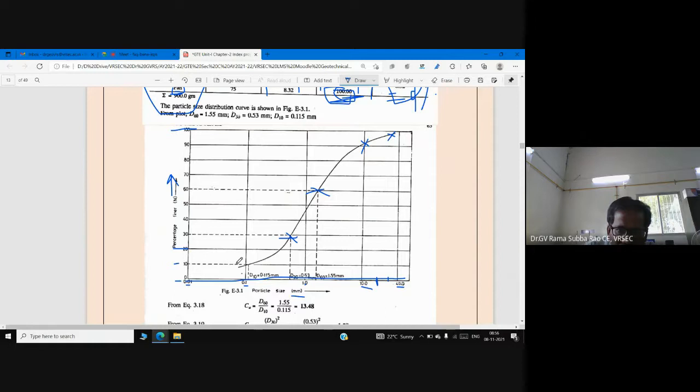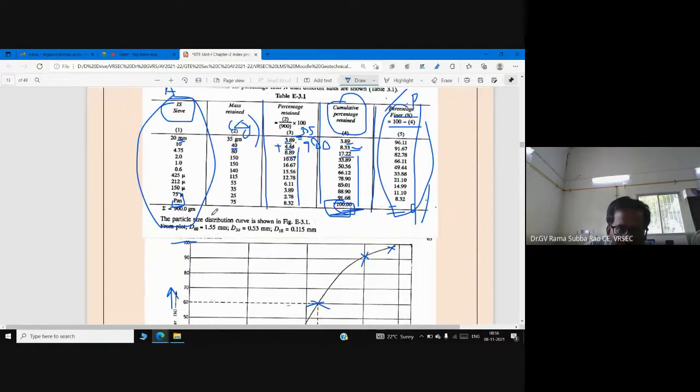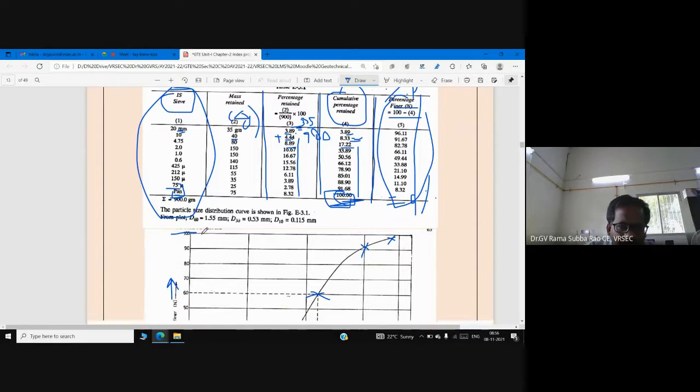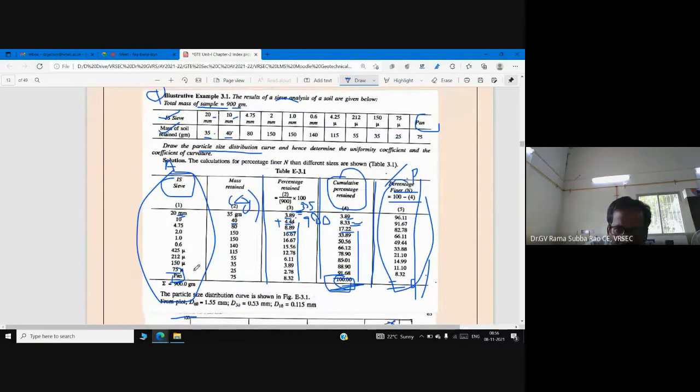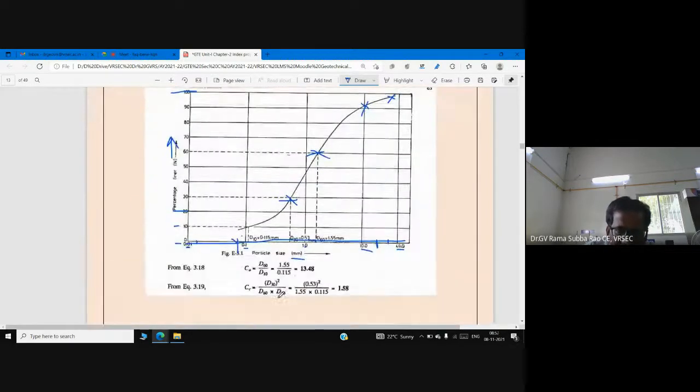Now I will explain one point regarding 75 micron. I repeatedly say 1 micron is 1/1000 of a millimeter. So 75 micron in millimeter is 0.075. See, this is 0.01, then 0.02, 0.03, 0.04, like that. Now you can see this is 0.075. For 0.075, what is the percentage passing? It is 8.32. One can see clearly, this is 8.32 for 0.075.